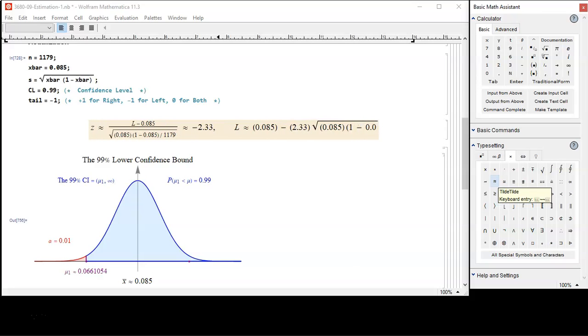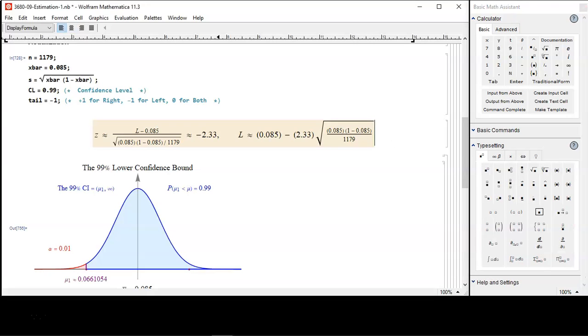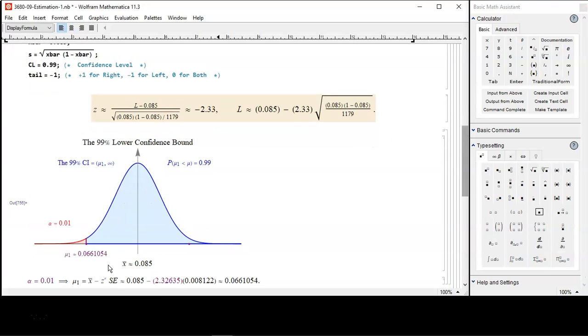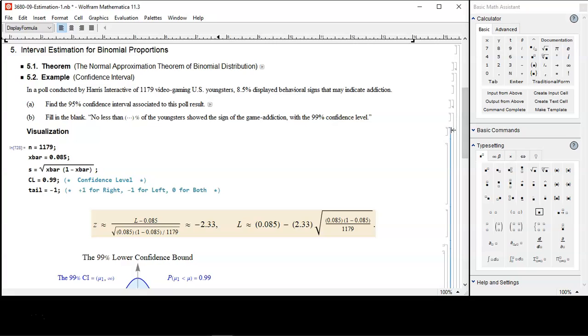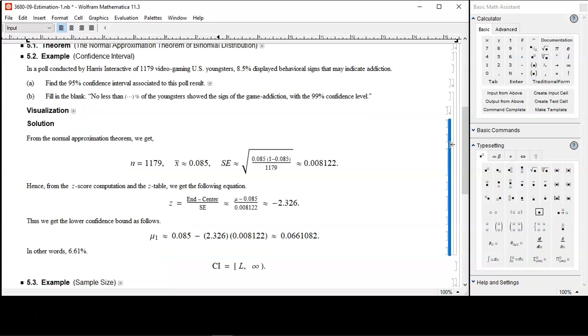That is the square root of 0.085 times 1 minus that, divided by the sample size. Punch it into the calculator, and if you do it right, you're going to get 0.0661, that is 6.61%. So at least 6.6% of the students are showing the sign of video game addiction, according to this poll result. Here's the computation, by the way.